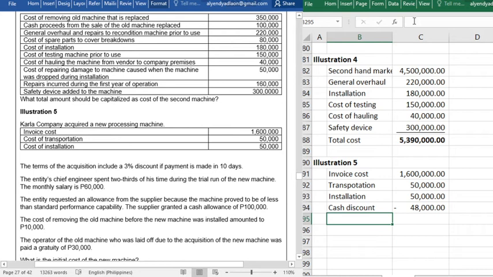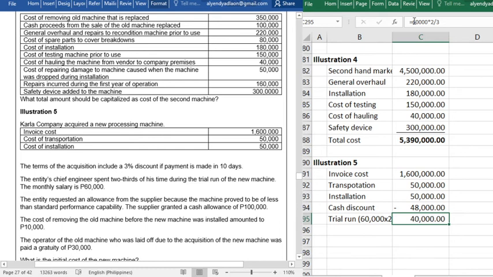So take note, class, that the chief engineer is necessary for the trial run of the machine. And the trial run is necessary to prepare the machine. So therefore, we must include the salary of the chief engineer. But take note that the 60,000 salary is already the monthly salary. Now, accordingly, the engineer only spent two-thirds of his time in the trial run. So therefore, we also have to allocate the 60,000 monthly salary. Now, for this situation, we have 60,000 multiplied by two-thirds, so 40,000 will be included in the machinery account.